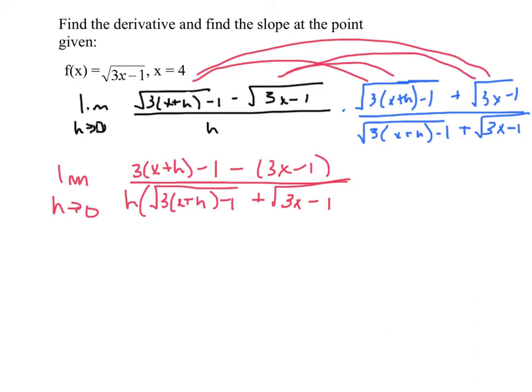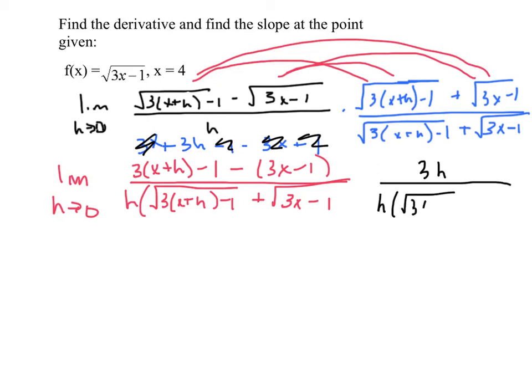So let me just get rid of the parentheses, kind of work it right above again. We get 3x plus 3h minus 1 minus 3x plus 1. Well, the 3x's are gone, the 1's are gone. I'm left with 3h on the top, and h times the square root of 3 times x plus h minus 1 plus the square root of 3x minus 1. And again, we're taking the limit as h approaches 0.